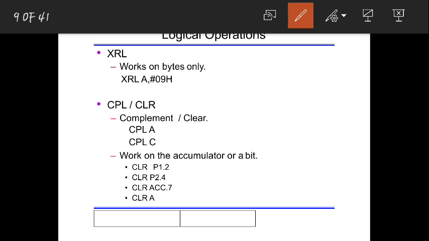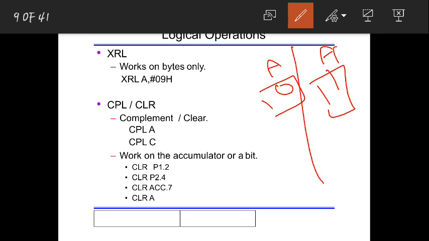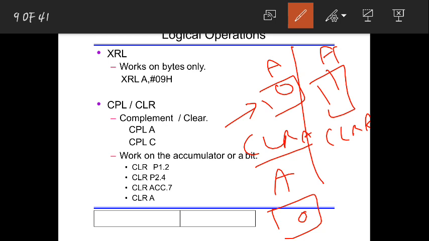Now you have complement and clear. Clear means that whether you have 0 or 1 in your registers, after execution, this A has 0. I am taking two kinds of examples. First, if I write CLR A in this case and also CLR A in this case, irrespective of whatever is there in A, automatically A will become 0 after execution. It will just clear the register.